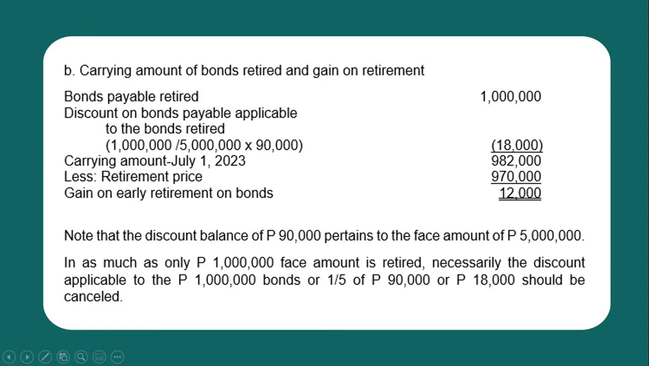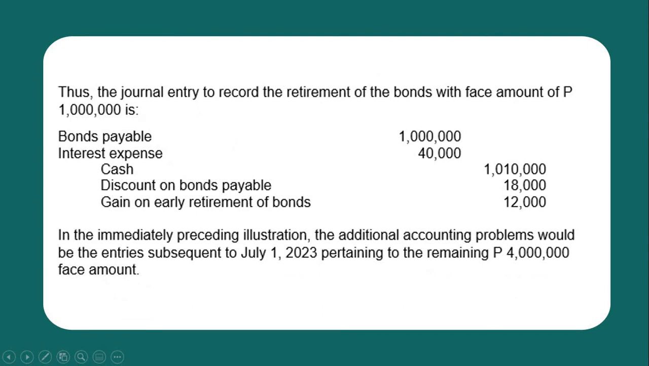So carrying amount of the bond retired alone is 982,000. Less the retirement price, 970,000. So we have a gain on early retirement of bonds for 12,000. Okay? So entry to record, debit, bonds payable, 1 million. Debit interest expense for the accrued interest, 40,000. Cash, 1,010,000. Credit, discount on bonds payable, 18,000. And credit, gain on early retirement of bonds for 12,000.